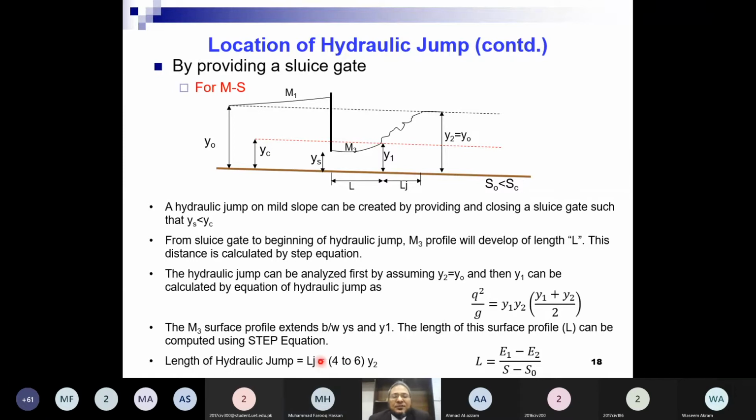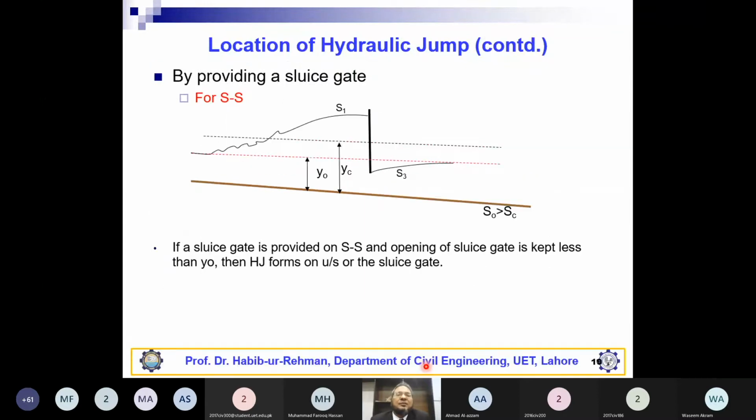How much should be the length of the jump? We have an approximate equation to compute this length of jump, means from here to here, because the jump is ending here. So this is the length of the jump and this is usually 4 to 6 times of Y2, the conjugate depth after the jump. Okay, now we will move to the next. Now what is the next case? Next case is that if we have a steep bed slope like this, in which the bed slope is more than the critical slope, then which type of flow will occur here?